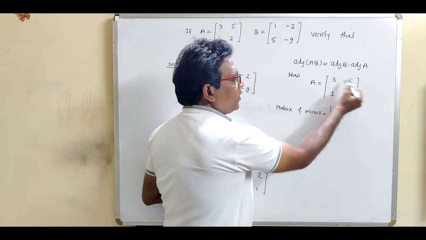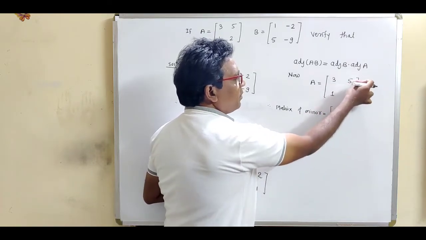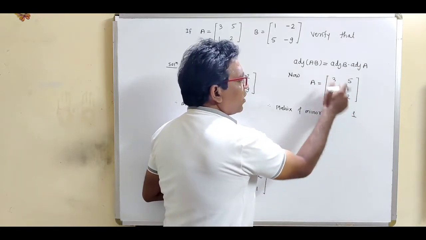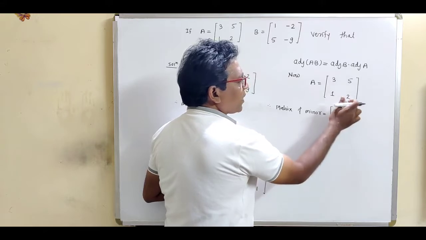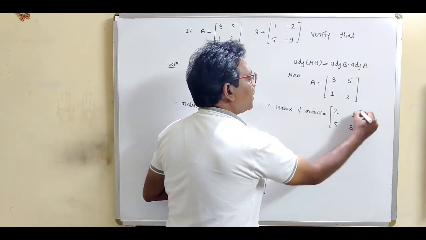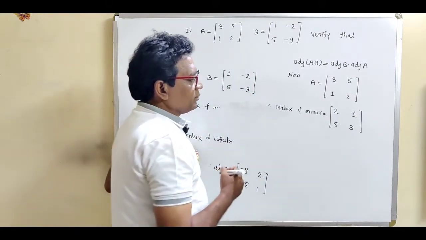So delete corresponding row, corresponding column, just write down the remaining element. For the second element, we delete this row and column, write down the remaining element. Delete row and column, so this is the remaining element. For the fourth element, we delete this row and column, and this is the remaining element, which is 3. So this is the matrix of minor.